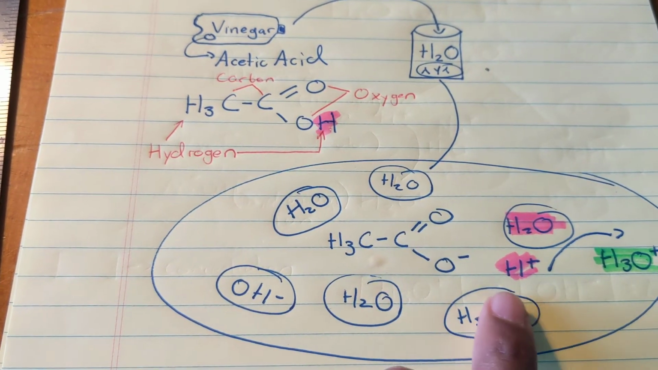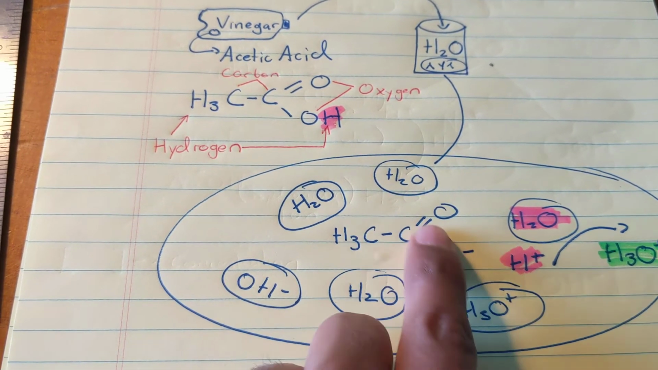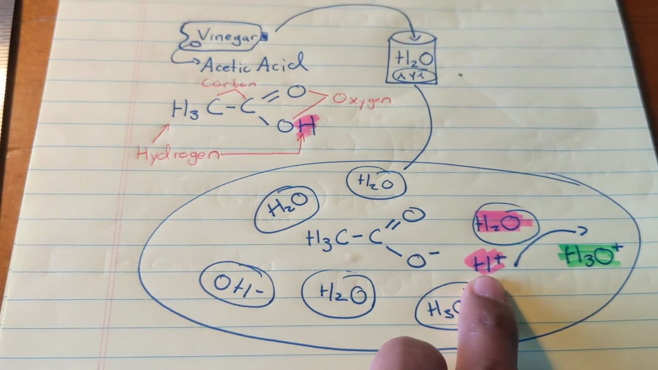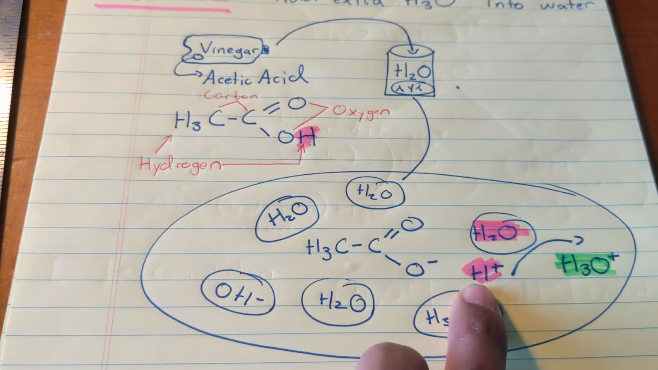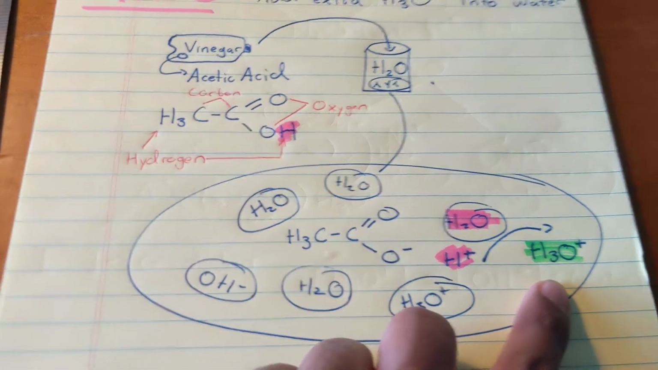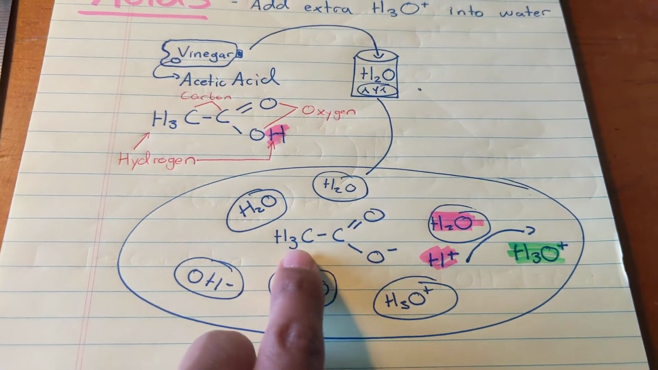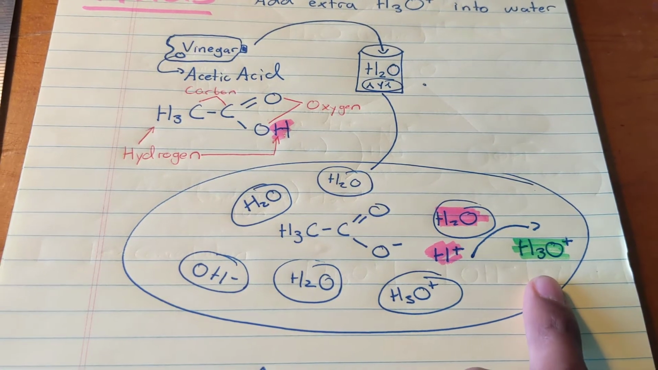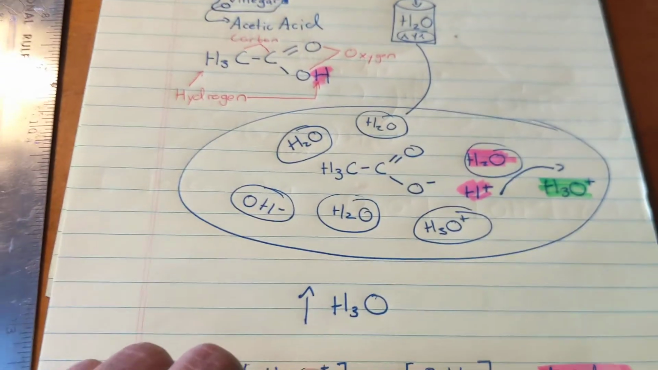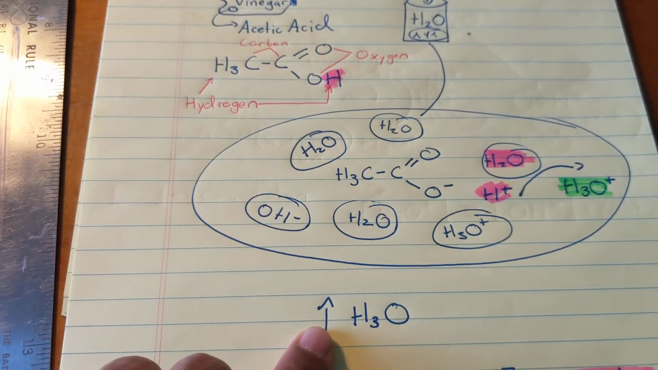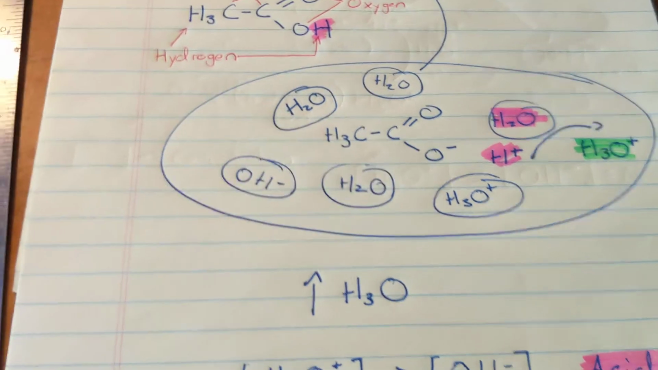We're going to see that if this H plus leaves from this acetic acid, it's going to find another water molecule floating around, and it's going to react with it, creating an extra hydronium ion. So now, because we added in this acetic acid, we have this extra hydronium ion. This means the concentration, or the amount of hydrogen ions in the solution, is going up.